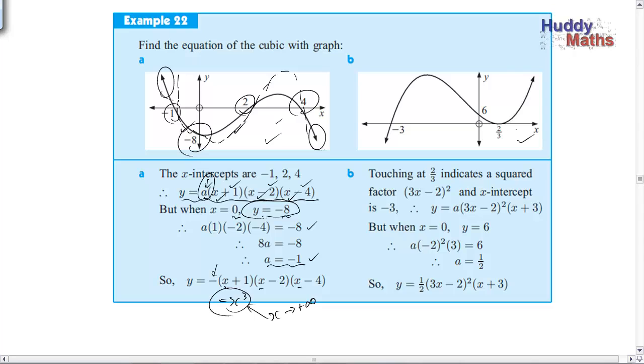Okay, so here, touching indicates a squared term. This is the neatest way of doing it. X take 2/3 makes sense also, but it's easier to put it like that. So do that, and x-intercept here of -3 means it's like that. Don't forget to generalise it. Could be a whole family, different steepnesses. What member of the family is it? Well, when x is 0, y is 6.